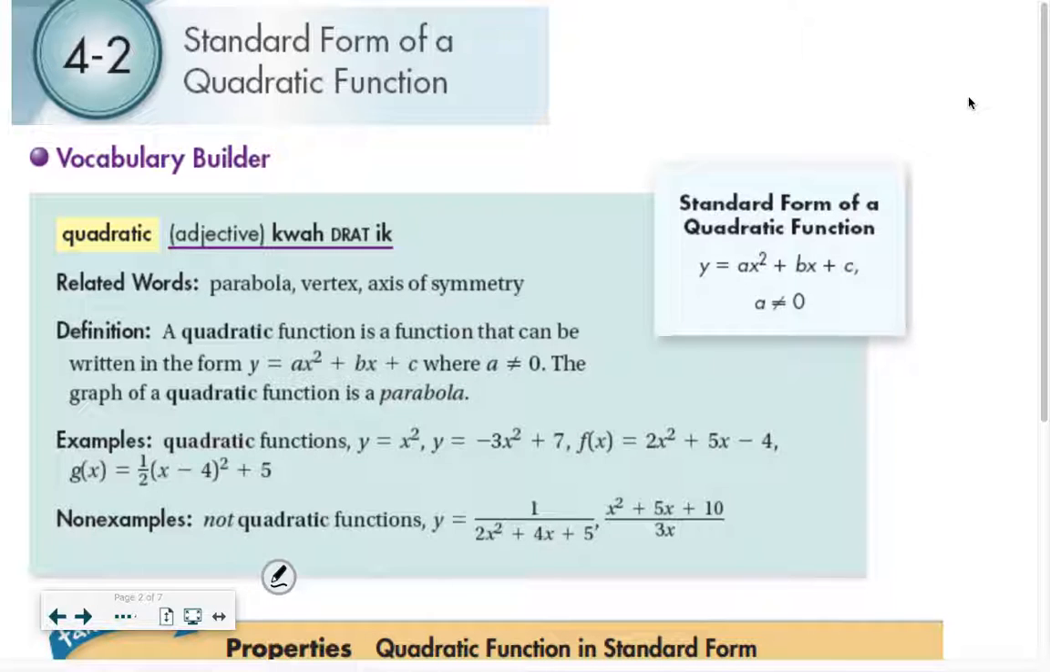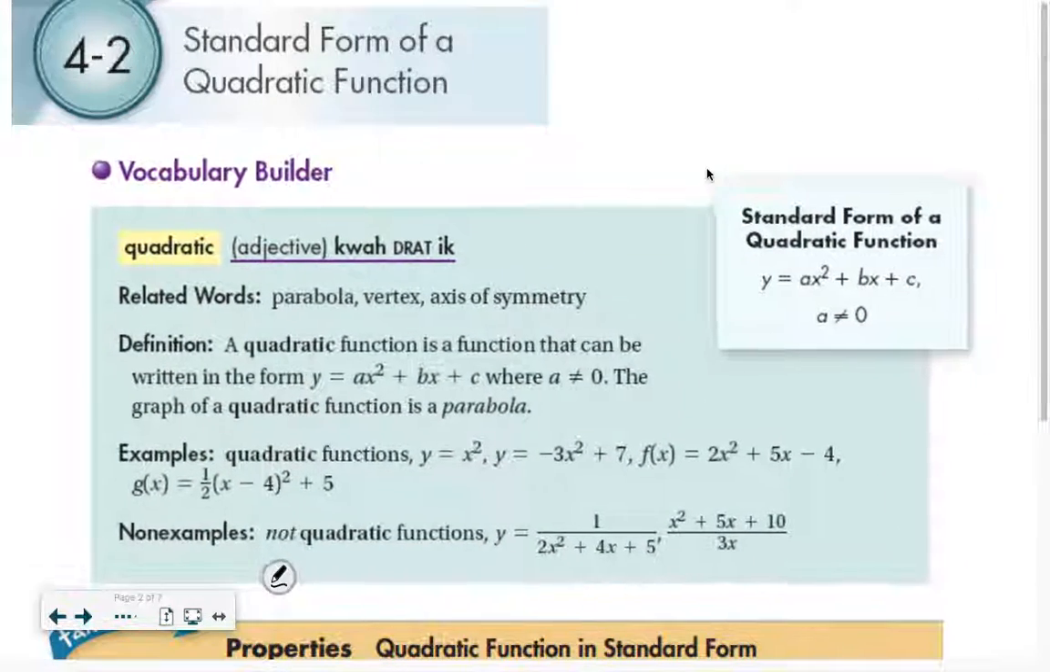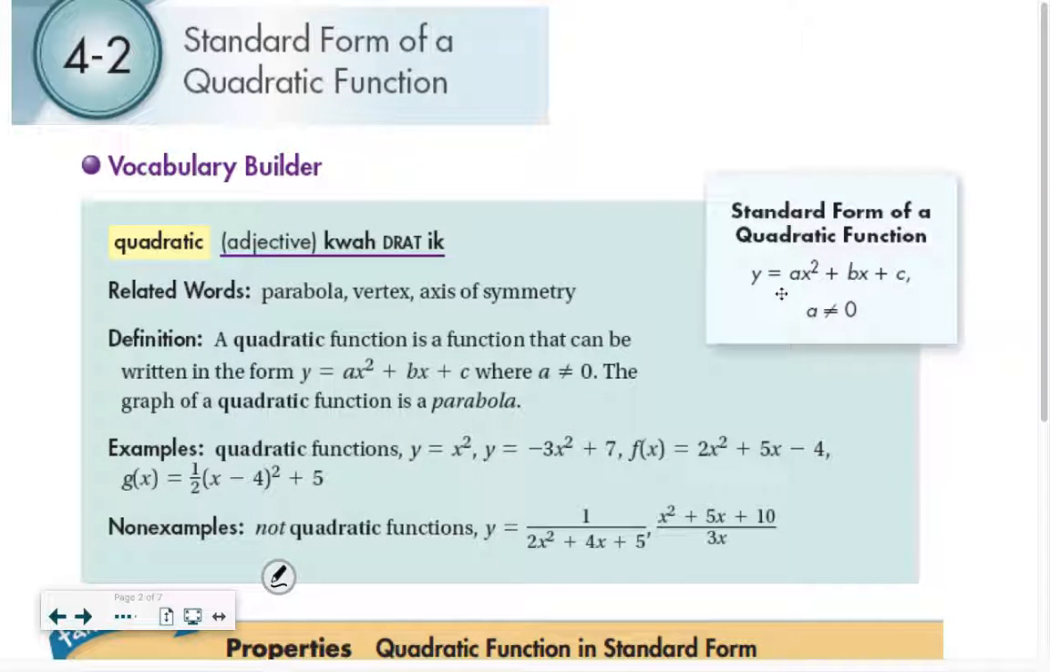So this standard form right here, y equals ax squared plus bx plus c, that is our standard form of the quadratic function. And a can't be 0, because if it was 0, then we wouldn't even have the squared term. It'd just be linear.